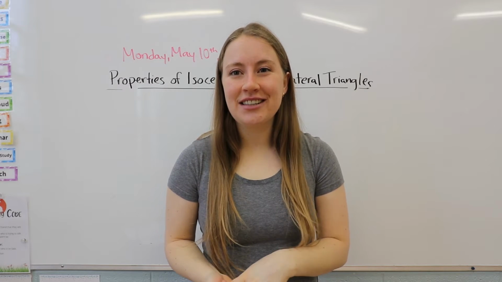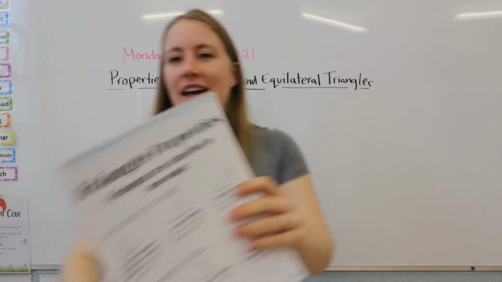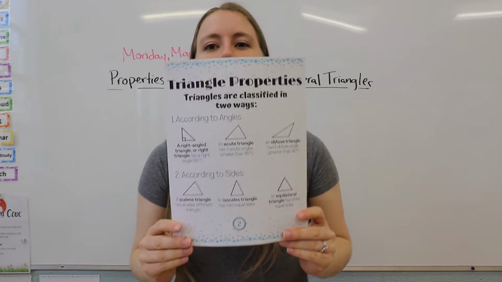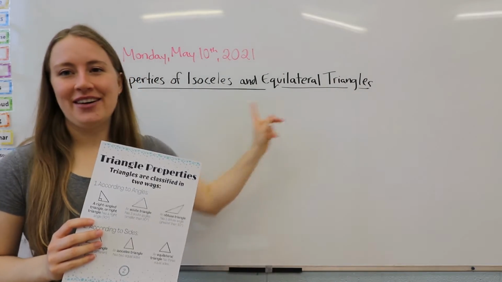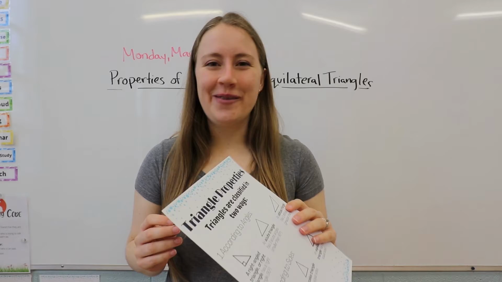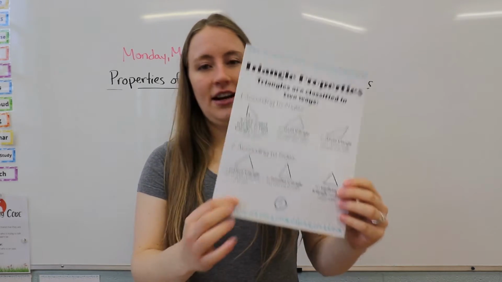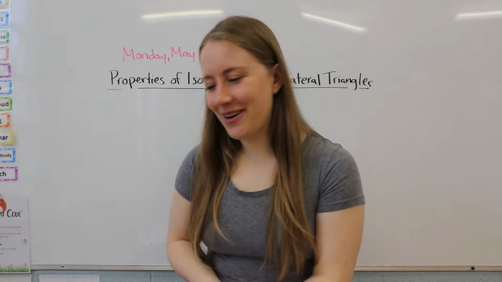Today we are continuing to learn about triangles in math, but we're going to start by looking at this anchor chart, okay? Because we're learning about the properties of isosceles and equilateral triangles. These are two maybe new words to you. So they're listed right here. And we're going to be learning about them today.